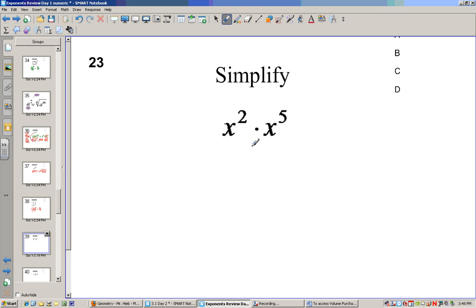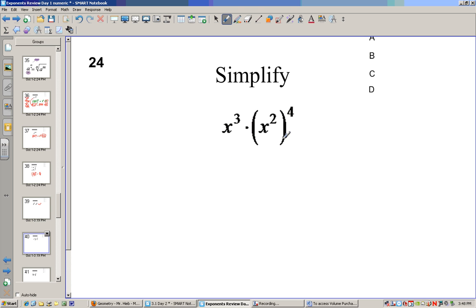Now we get into variables. So we use the same rules. X squared times x to the 5th is x to the 7th. Now try this one. This would be x to the 3rd times x to the 8th. Now when you multiply, you add the two exponents, so it's x to the 11th.